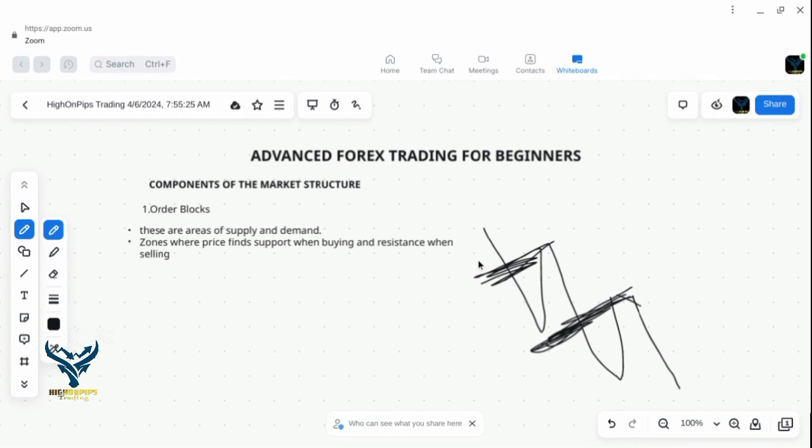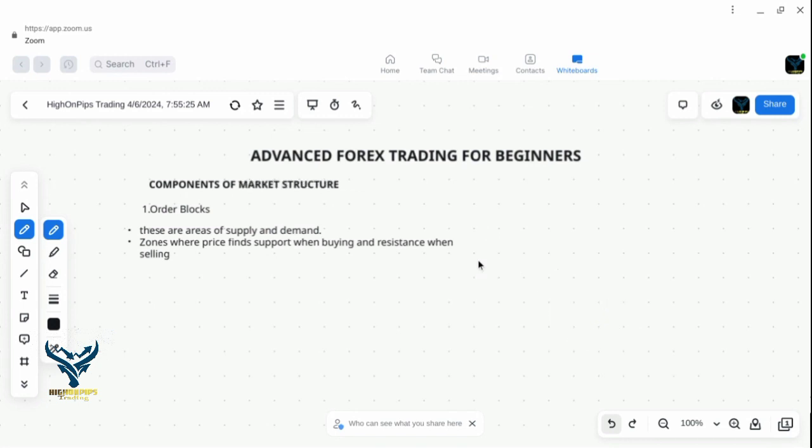So right now the main purpose of this lesson is to identify order blocks in the forex market, and then your duty as a student is to practice and make sure you know how to combine these order blocks with the market structure so that when you open your forex chart, you do not get confused.